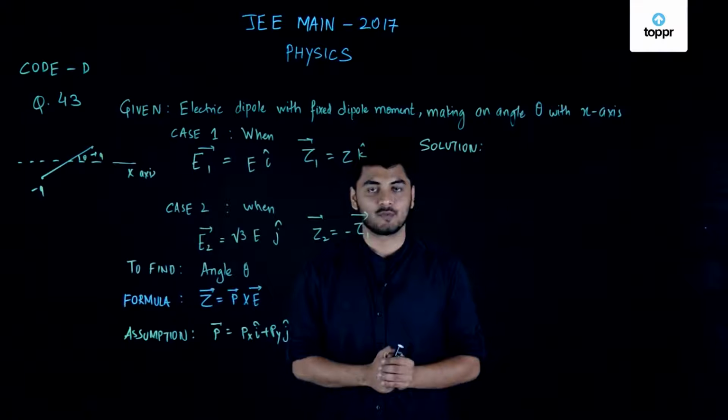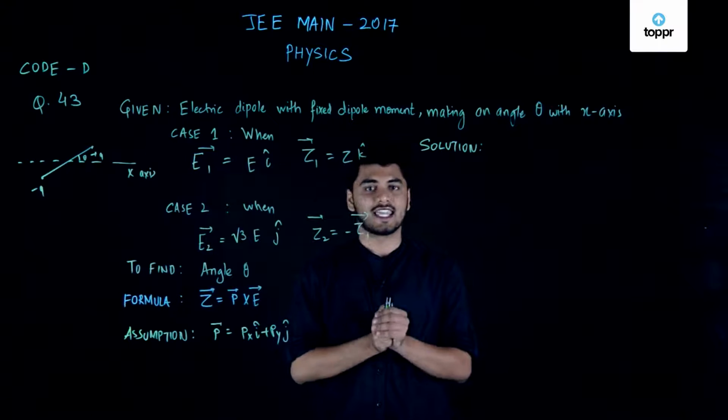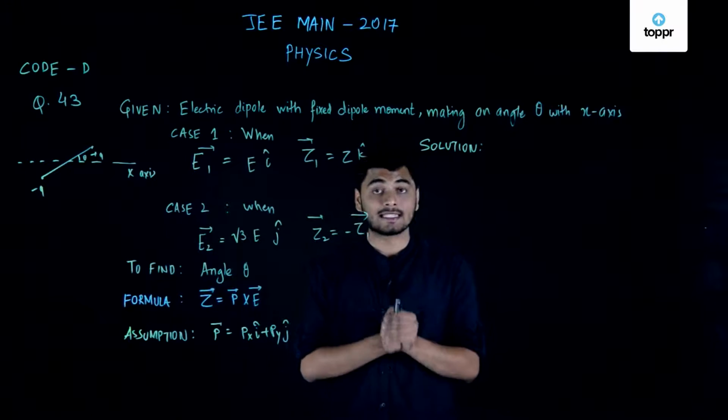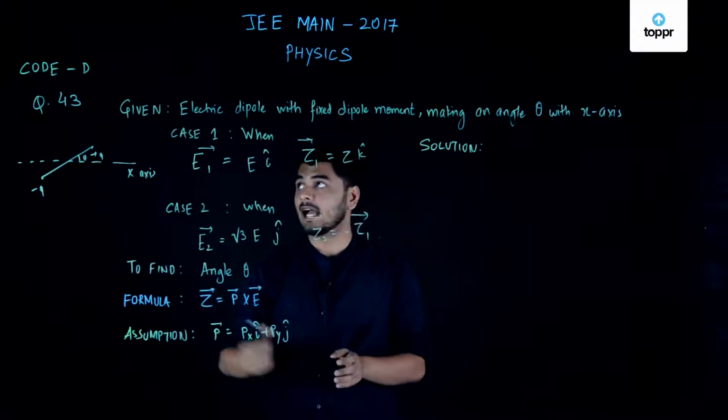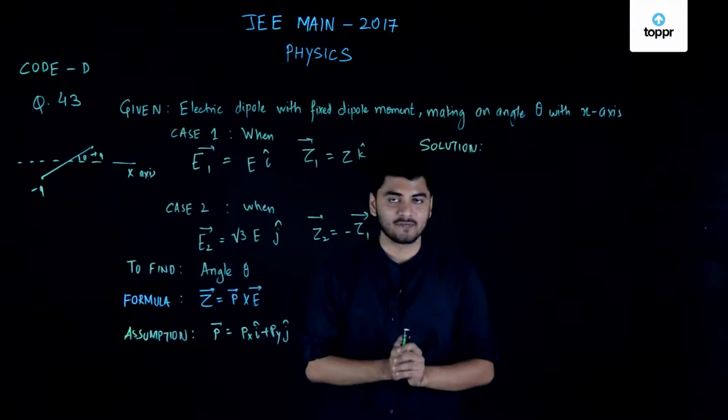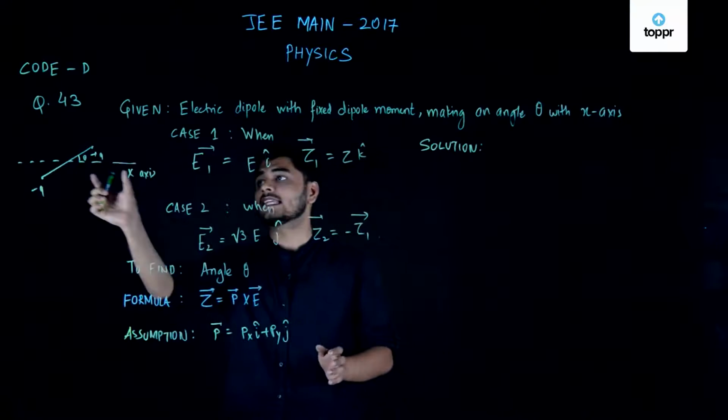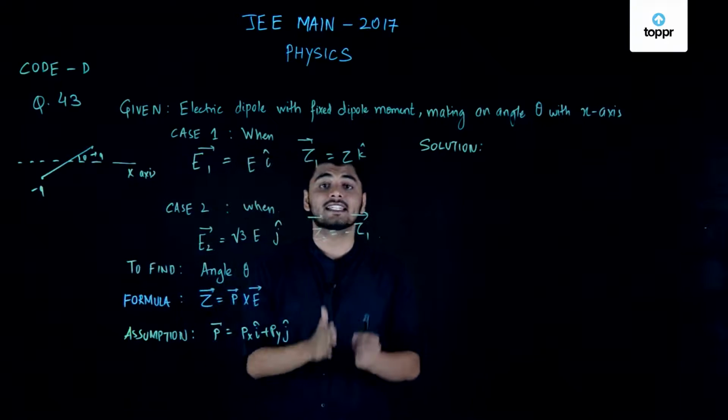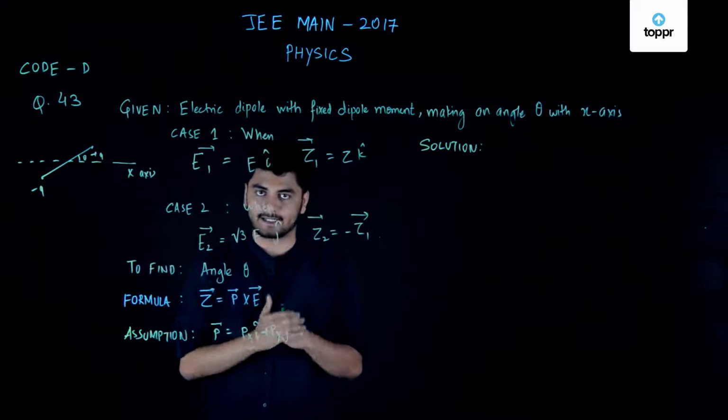Hello students. So we have been solving the physics section of the JEE main paper of 2017, and this question is from the question set D, and the question is question number 43. In this question we have been given an electric dipole placed in an electric field under two different cases.